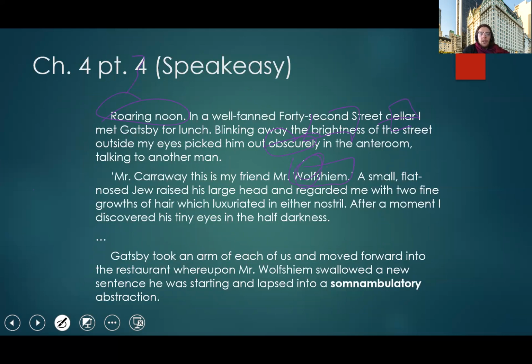And he swallows a sentence where we just had the idea of Gatsby swallowing sentences. There's something that connects these two men, but he lapses into a somnambulatory abstraction. Somnambulatory is a great word that simply means sleepwalking. It's a Latin word, somnus, meaning sleep, and ambulatory, meaning walk. And there's something predatory about him where he fades in and out of aggression and awareness.